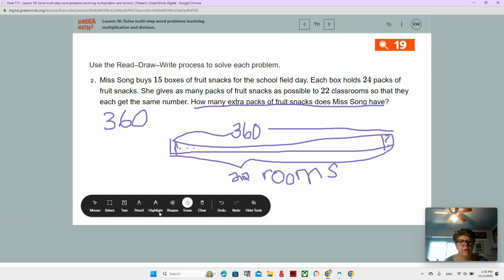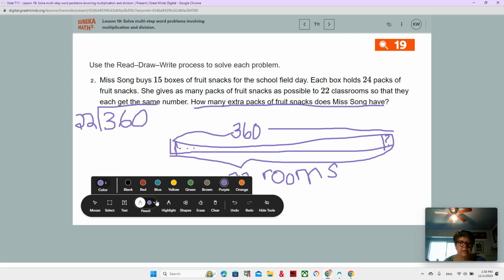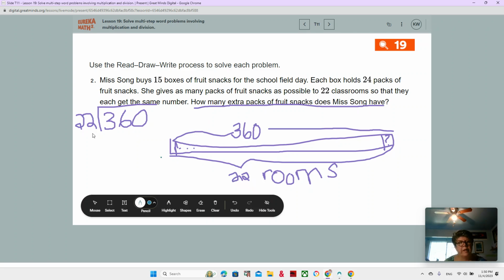Okay, so we need 360 divided by 22. I'm going to put my division problem here, 22. Okay, and then when we divide, we always want to estimate. So let's just get a different color and put our estimate right here.